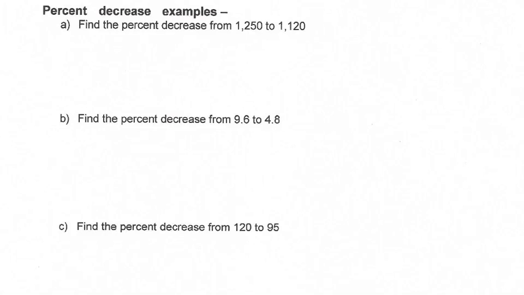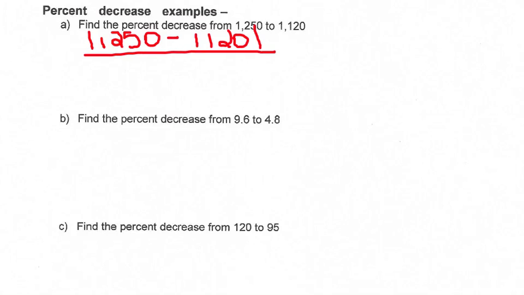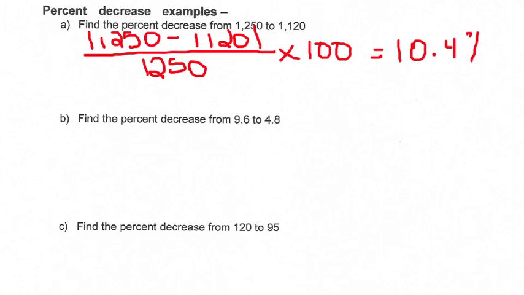Now for the percent decrease example, it's the same thing. You find the absolute value of 1,250 minus 1,120 over the original, 1,250, times 100, and your answer is a 10.4% decrease. Now at this time, please pause the video while you complete problems B and C on your own.